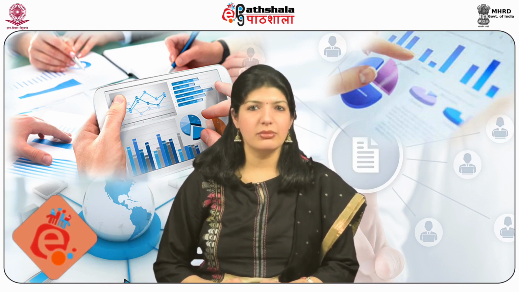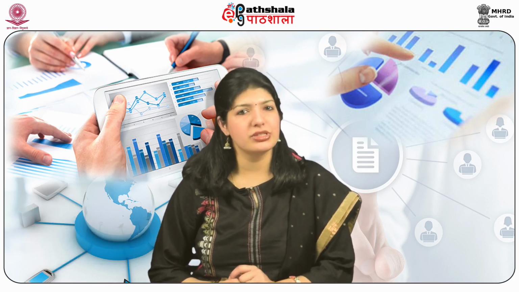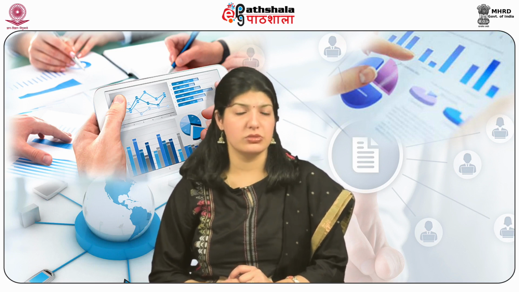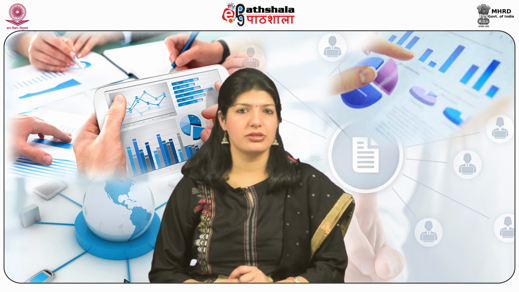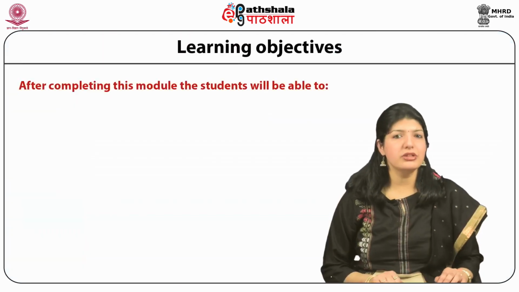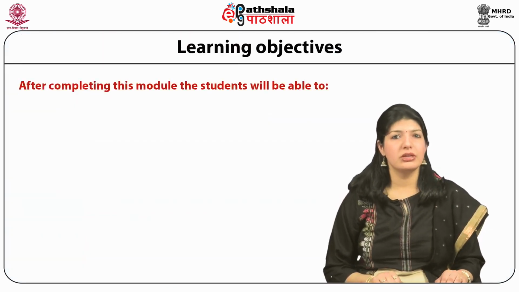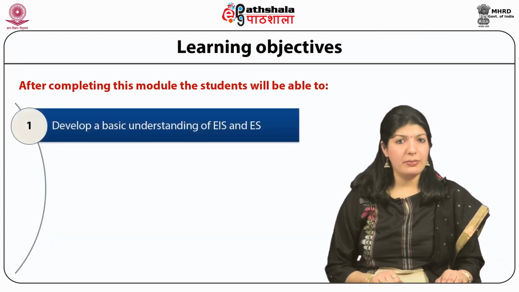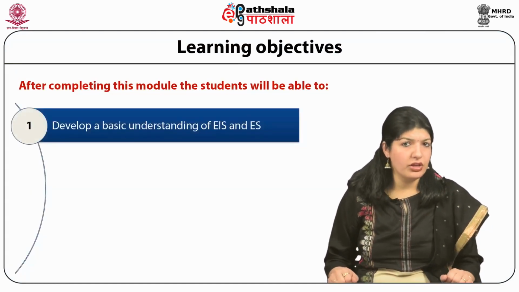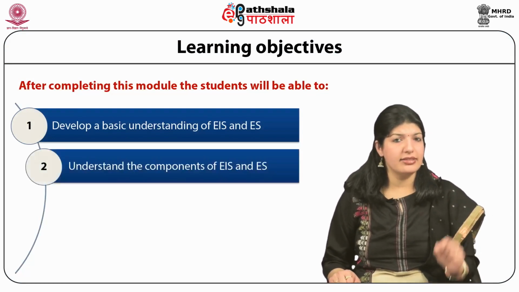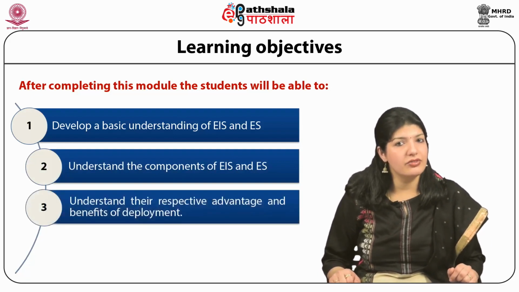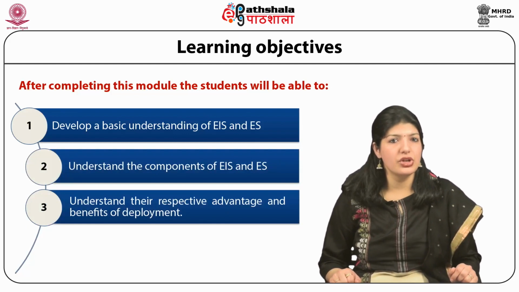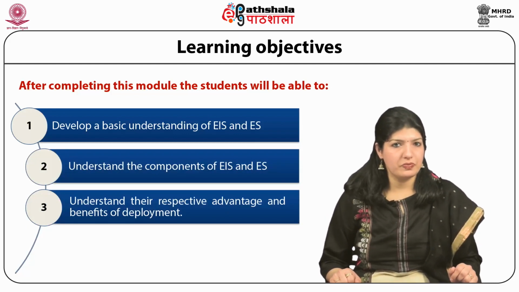Today we will discuss the module Executive Information Systems and Expert Support Systems, under the paper Management Information Systems. After completing this module, students will be in a position to develop a basic understanding of executive support systems and expert systems and understand their respective components. They will be able to understand the advantages and disadvantages of both deployments.